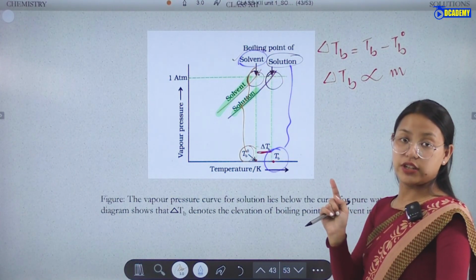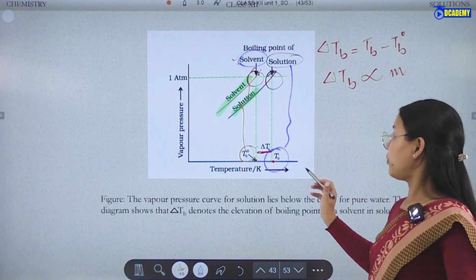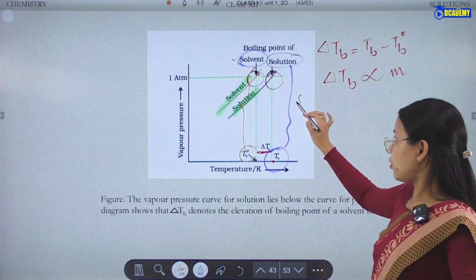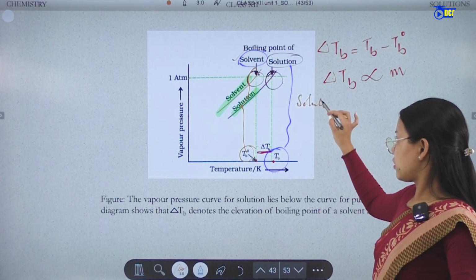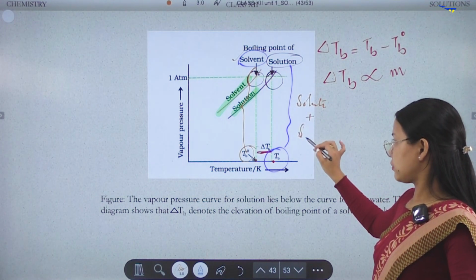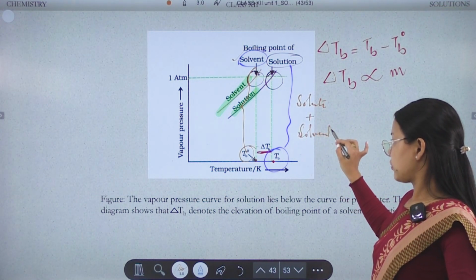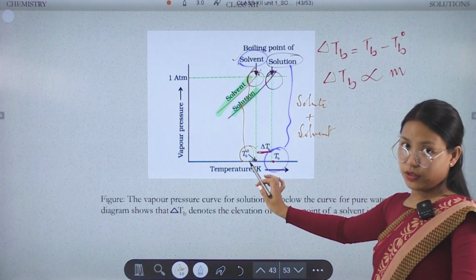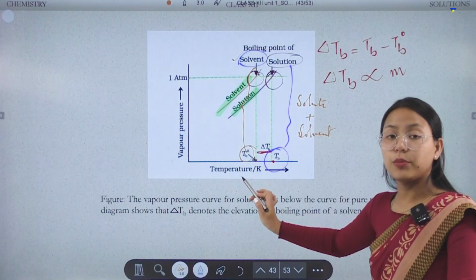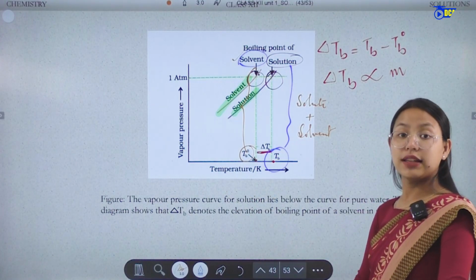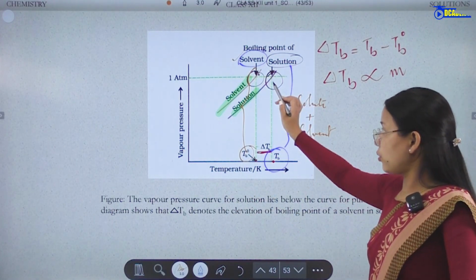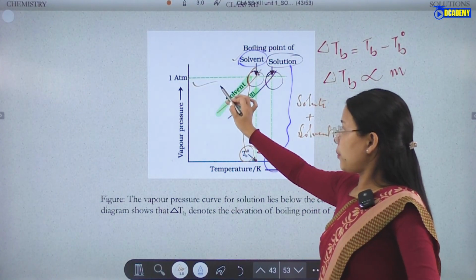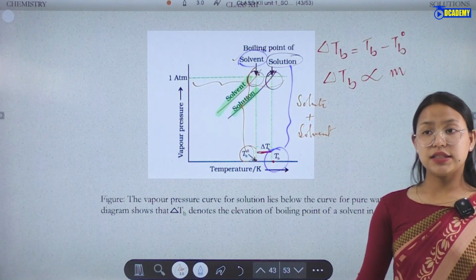That means pure solvent, while the solution contains both the solute plus solvent. So TB naught is the boiling point of the pure solvent, and TB is for the solution. But what about the vapor pressure? Let's look at the vapor pressure.